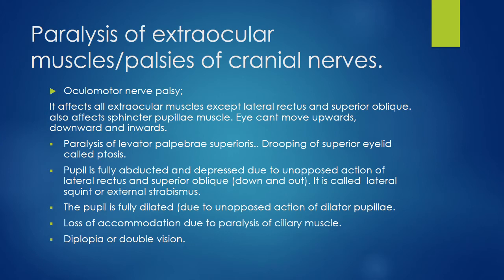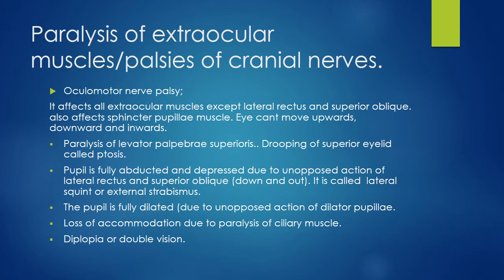Due to unopposed action of lateral rectus, and eye depressed due to unopposed action of superior oblique muscle. So pupil is abducted and depressed. It is called down and out. आपने कैसे याद रखना है इसको? Down and out means third nerve palsy.